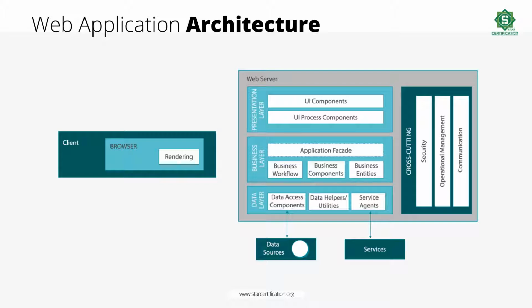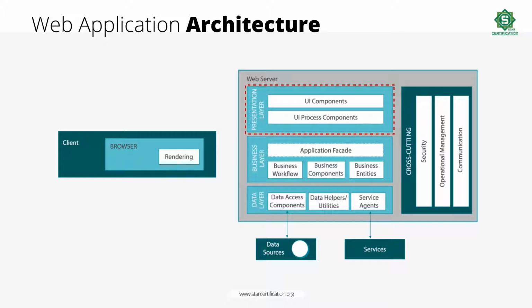A typical example is a three-layered architecture that comprises presentation, business, and data layers. The figure illustrates a typical web application architecture with common components grouped by different areas of concern.